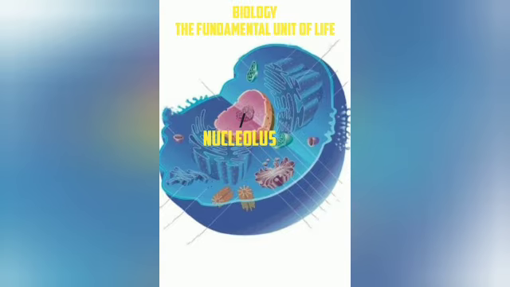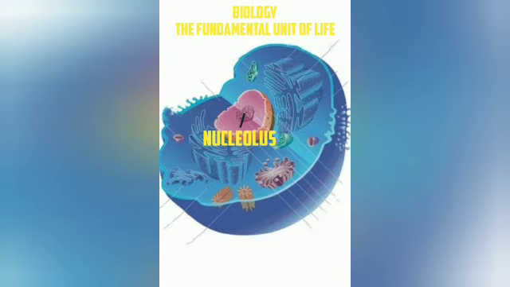Now nucleolus. Nucleolus is a dense and spherical structure present inside the nucleus. It synthesizes protein by producing ribosomes. So the nucleolus is also known as the factory of ribosomes. It is present in the nucleoplasm.